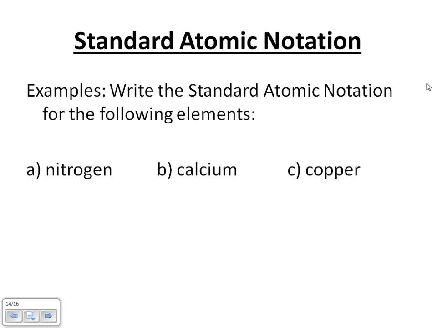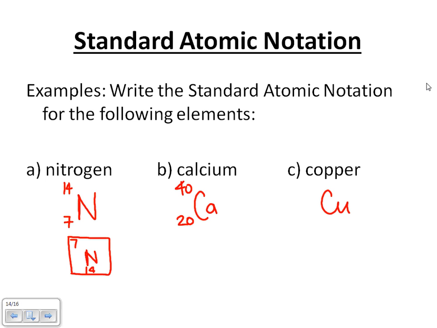So nitrogen, if you look on your periodic table for nitrogen, it's got 7 here and 14 on the bottom. So 7 is the atomic number and 14 is the mass number. So my standard atomic notation has to have the mass number on top and the atomic number on the bottom. For calcium, same thing. You write the symbol, you write the mass on the top, and the atomic number on the bottom. And then again for copper, same thing.